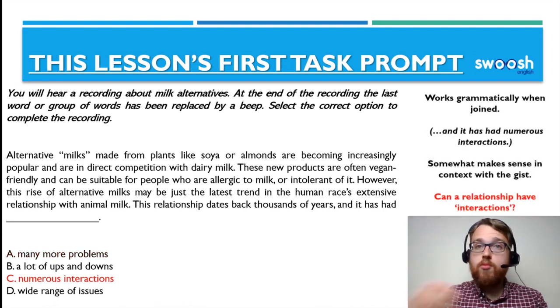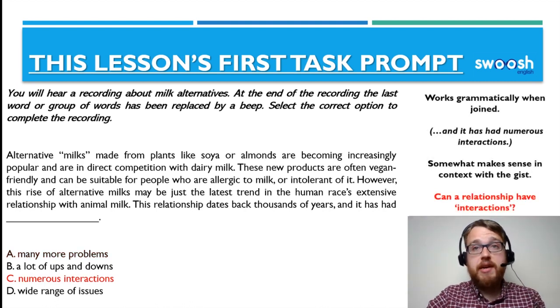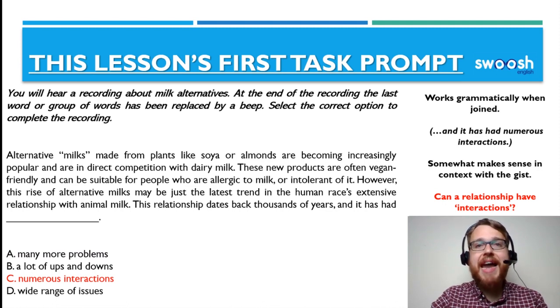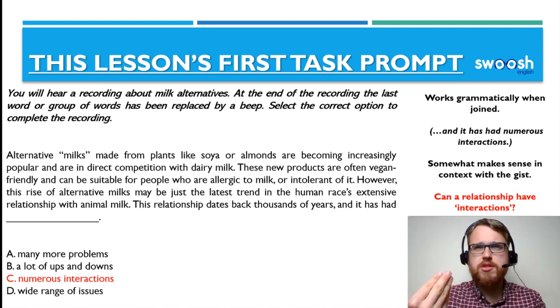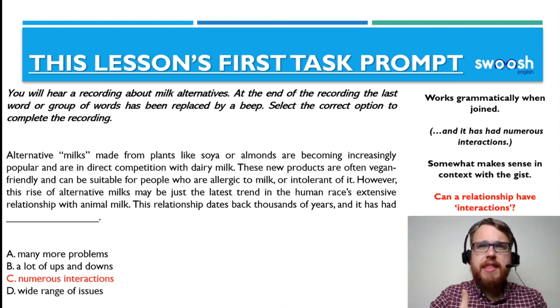What about C? Well, even though C also works grammatically well when joined, this relationship dates back thousands of years and it has had numerous interactions. It does also somewhat make sense in context with the gist. There have been interactions between people and their use of milk over thousands of years. Can we really say that a relationship has had interactions?